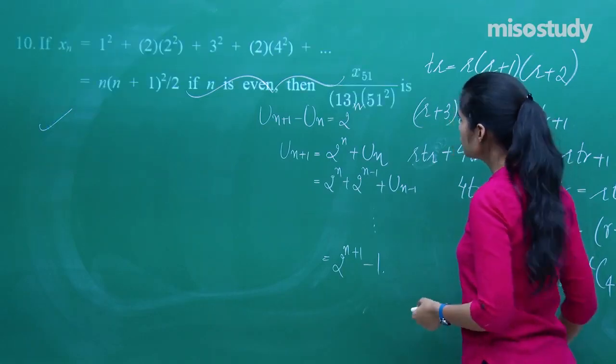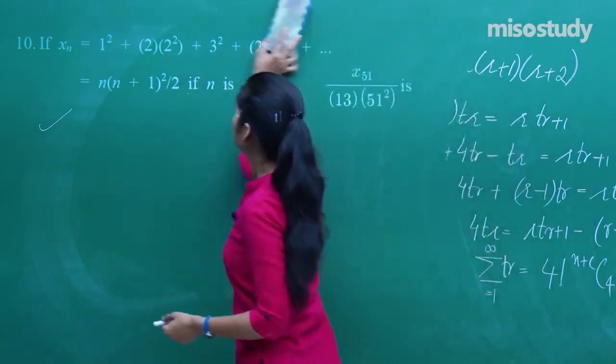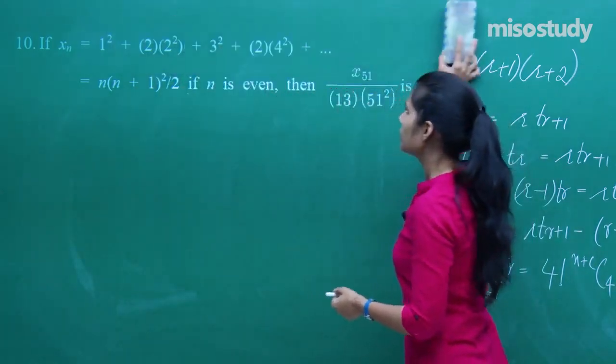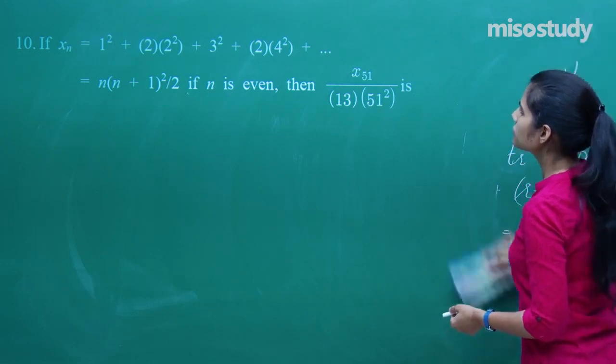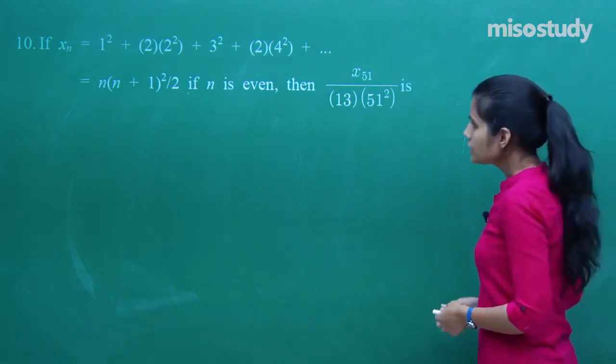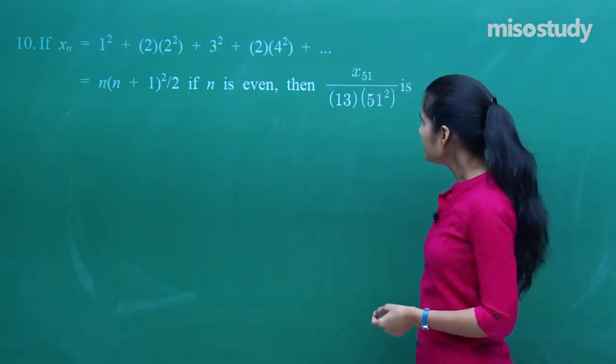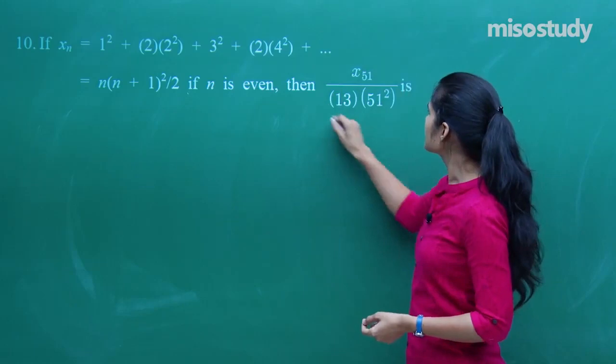Let's look at the next question. What is the next question? If xn is 1 square plus 2 into 2 square plus 3 square plus 2 into 4 square and so on, and that is also given to you like this, n into n plus 1 whole square whole upon 2, if n is even, then calculate this.